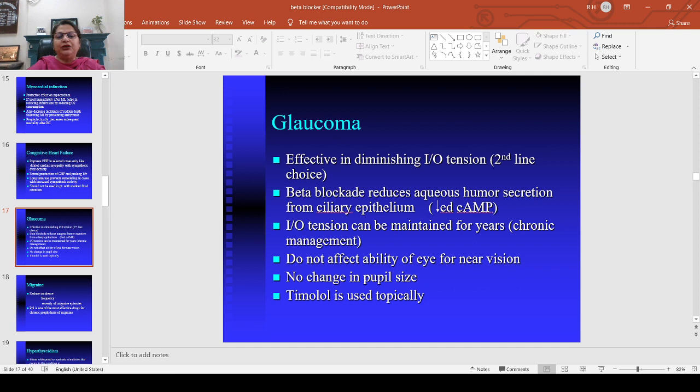This decrease in intraocular tension can be maintained for years. That is, Timolol is useful for chronic management of glaucoma. They do not affect the ability of the eye for near vision and there is no change in the pupil size.